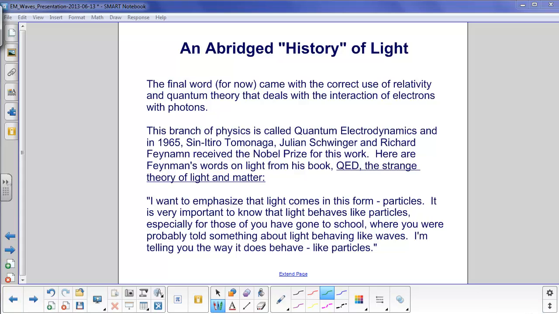I want to emphasize that light comes in this form, particles. It is very important to know that light behaves like particles, especially for those of you who have gone to school where you were probably told something about light behaving like waves. I'm telling you the way it does behave, like particles.